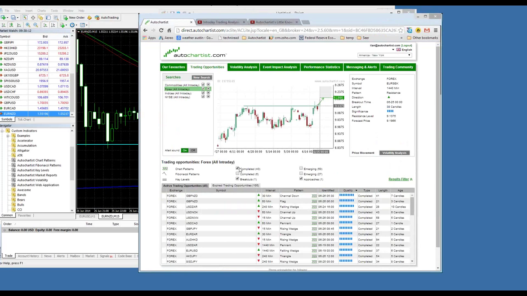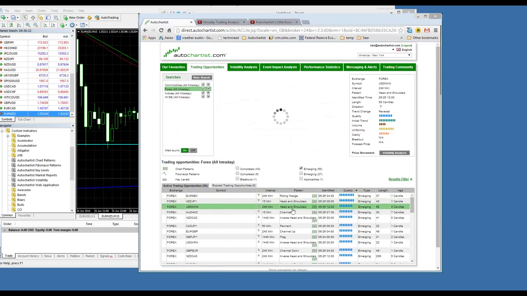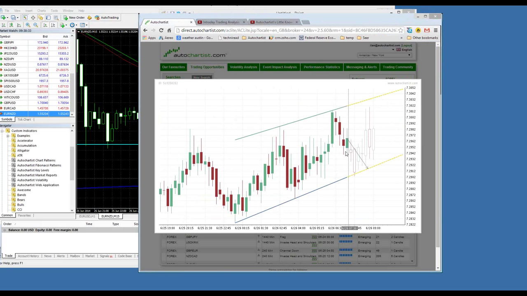Let me take everything off my screen. I'm going to bring up some emerging chart patterns for you. Let me bring up an example where I can actually see this happening quite nicely. All right, so this opportunity here is a little bit old, but as you can see, Autochartist identified this chart pattern 8 candles ago, and it thought that the price was moving down. But you can see that the support level was actually trending, right? It's an upwardly sloping support level.